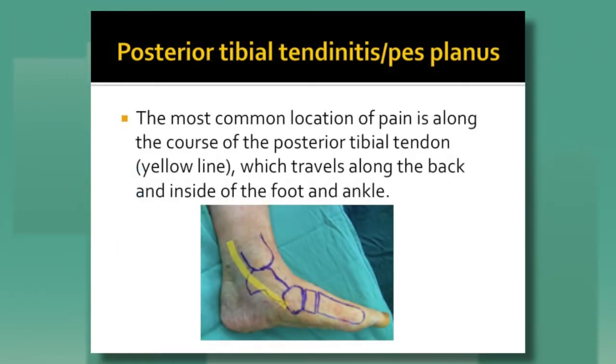The most common location of pain is along the inside of the ankle joint. And this is important with the diagnosis of this over other disorders such as plantar fasciitis or tarsal tunnel problems or generalized osteoarthritis. So the physical examination is important in the diagnosis of posterior tibial tendonitis.